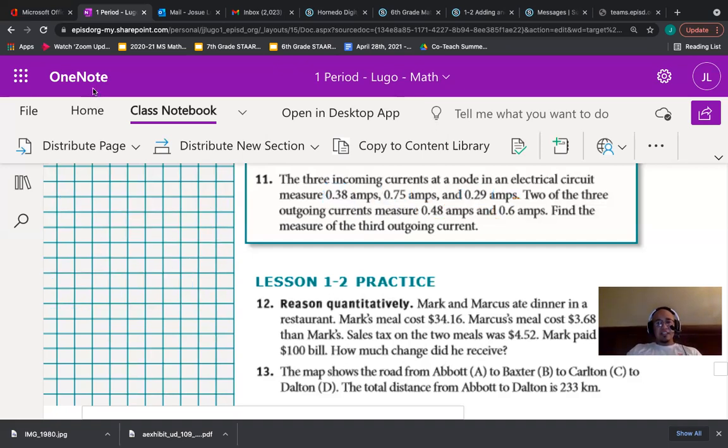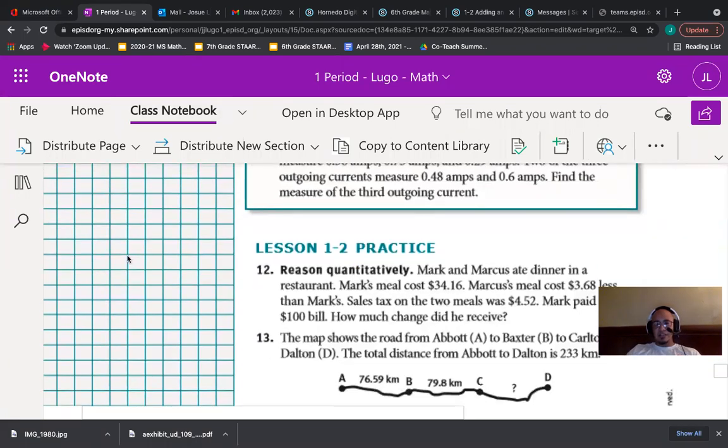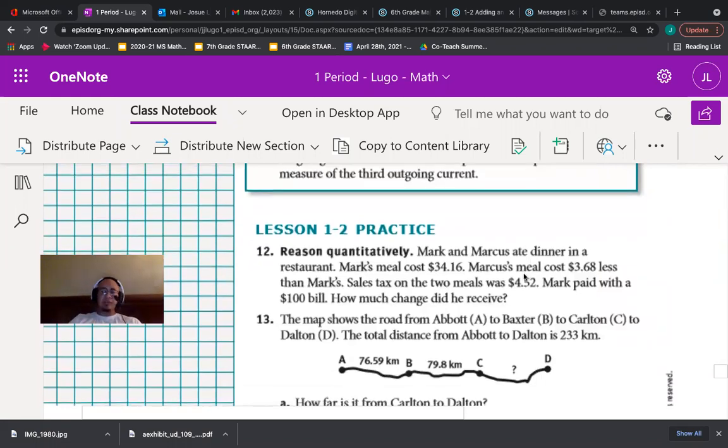And finally, ladies and gentlemen, we move on to number 12, which is actually a lot simpler than it's going to look. This one has to do with going to a restaurant. So Mark and Marcus ate dinner in a restaurant.